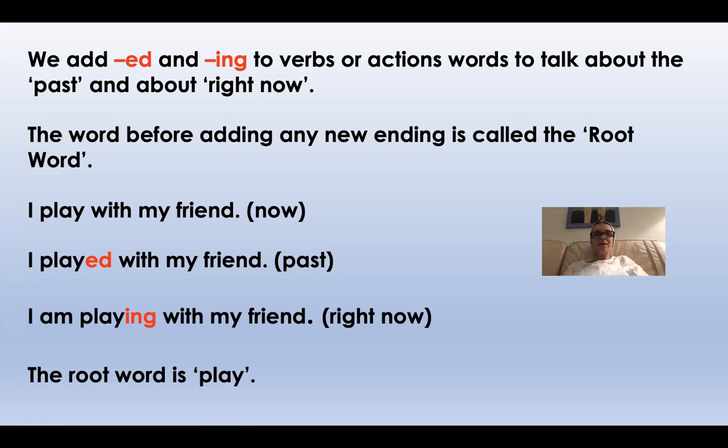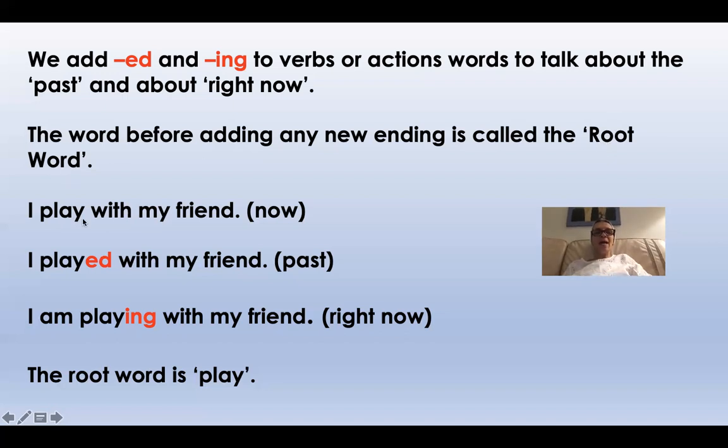Okay, like the s and the es. The word before adding the new ending, it's called the root word. Okay, the root word. So I play with my friend. This is happening now, and play is the root word. Okay, it's the word before I add anything at the end of it, and I can sometimes add things at the beginning of words to change their meanings, but when the word is like this as we know it, without anything at the beginning or at any additions, that means it's called the root word.